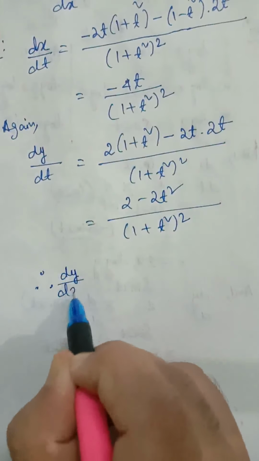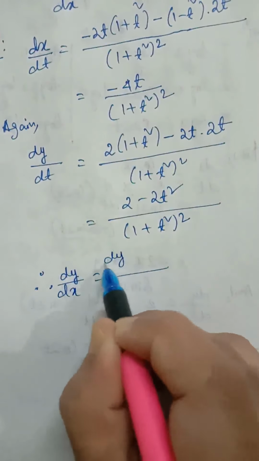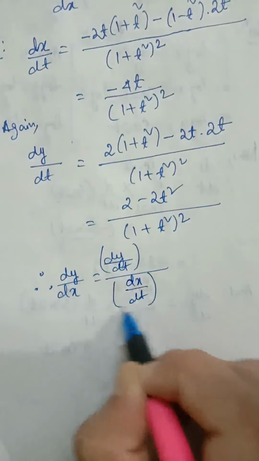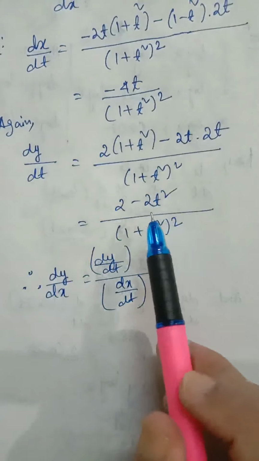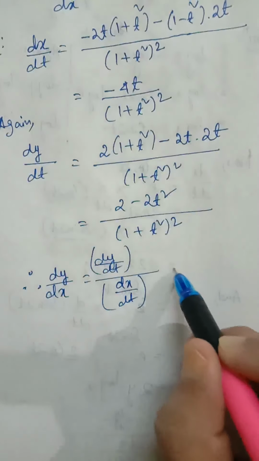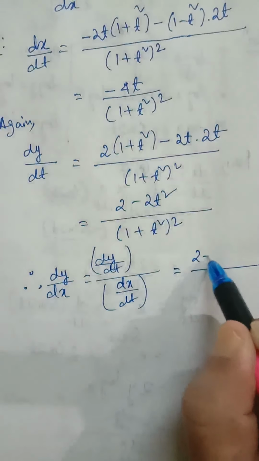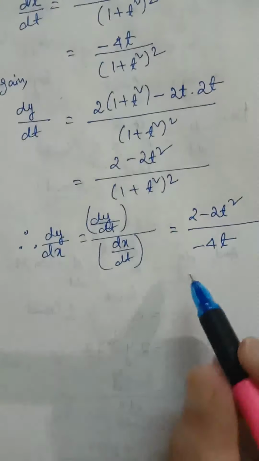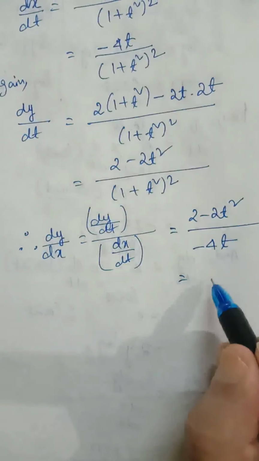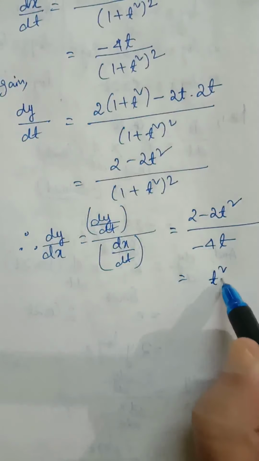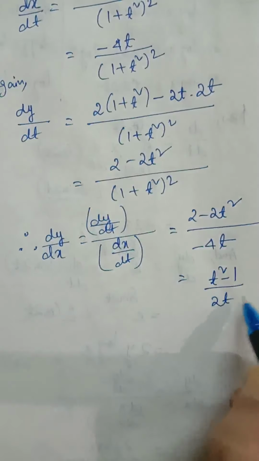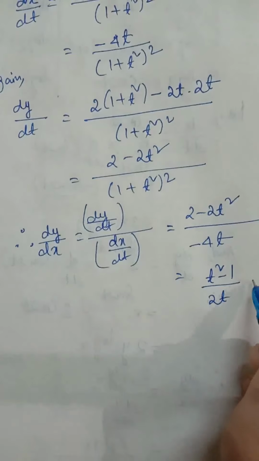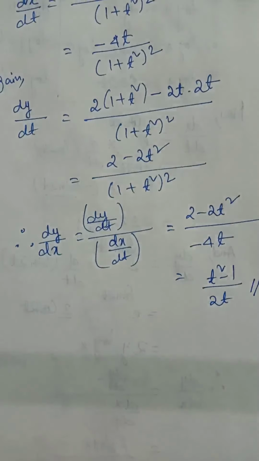dy by dx equal to dy by dt divided by dx by dt. Putting the values of dy by dt and dx by dt and cancelling, we will get 2 minus 2t square by minus of 4t, equal to, this will be t square minus 1 by 2t, taking minus 2 common and cancelling with the denominator. So this will be our dy by dx, t square minus 1 by 2t.